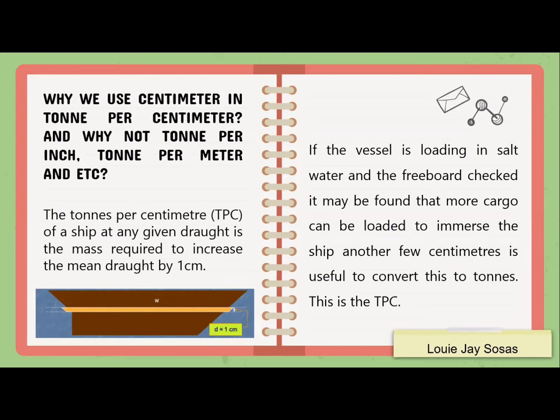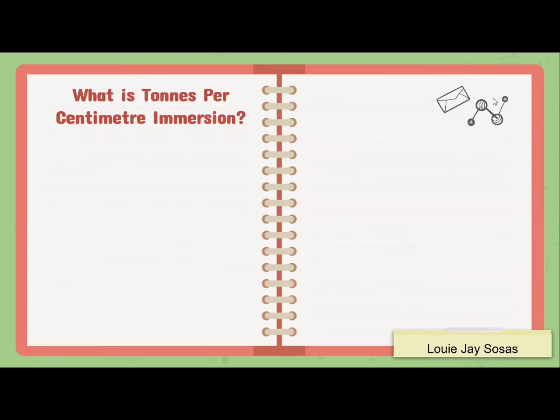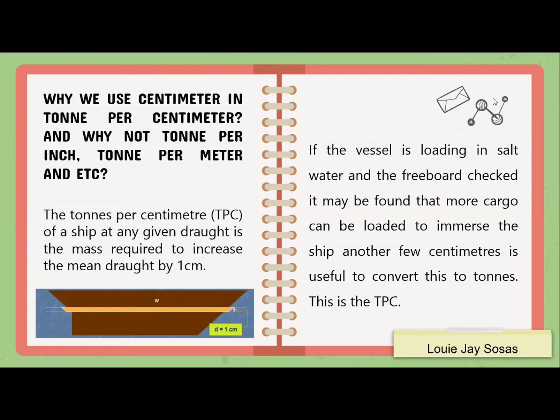The tons per centimeter, or TPC, of a ship at any given draft is the mass required to increase the mean draft by 1 centimeter. It implies that if the vessel is loading in salt water and the freeboard is checked, it may be found that more cargo can be loaded to immerse the ship another few centimeters. It is useful to convert this to tons. This is what we call the TPC.